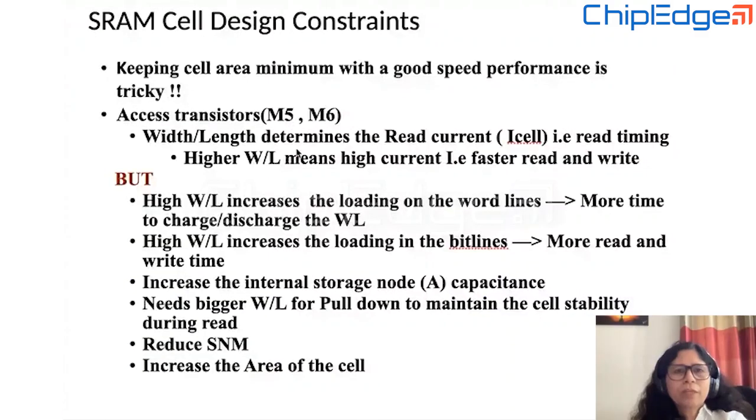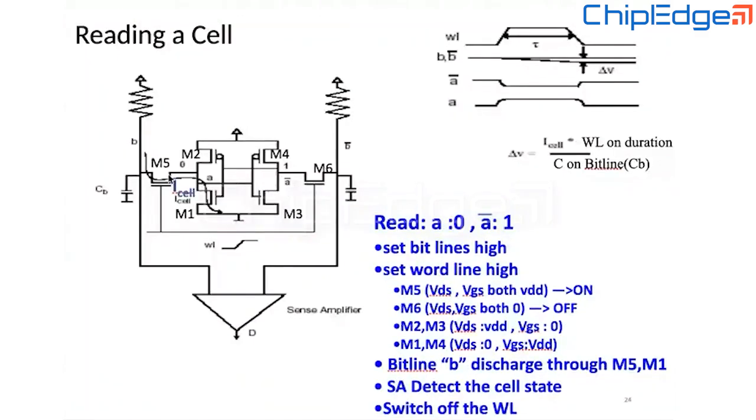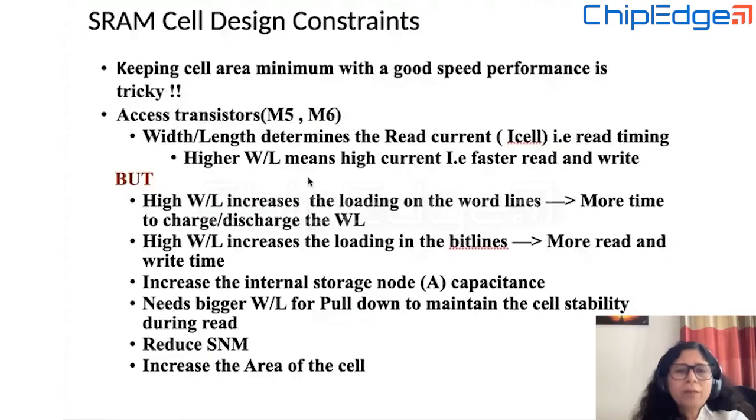Basically, this M5 and this M6 are the access transistors. The width and length sizing of these transistors determine the read current, right? The read timing, because if I have a good W by L ratio here, my read current would be better. And similarly, when this bit bar is discharging, if I have a good W by L here, my read current would be good. So higher W by L means high read current, which means faster read and faster write. But then high W by L means increasing the load on the word line and on the bit line, which in turn slows down the memory.